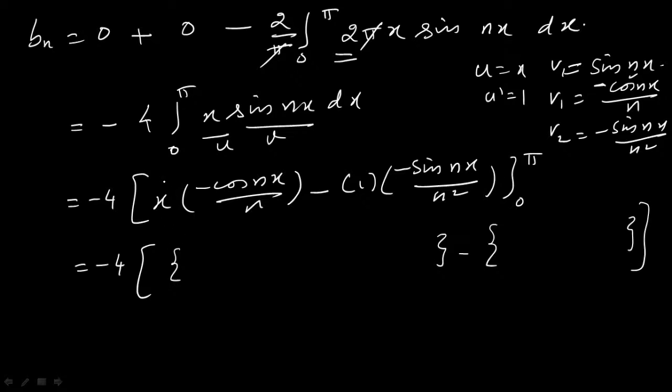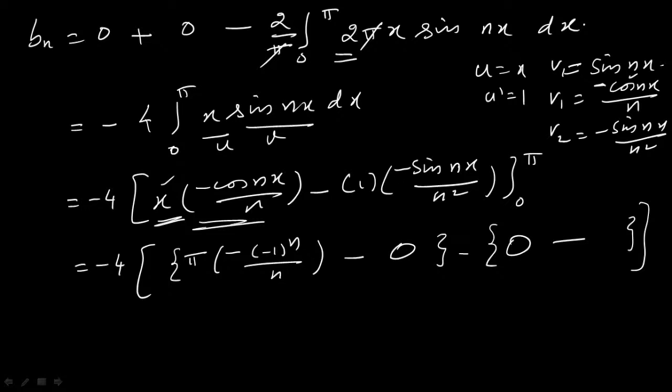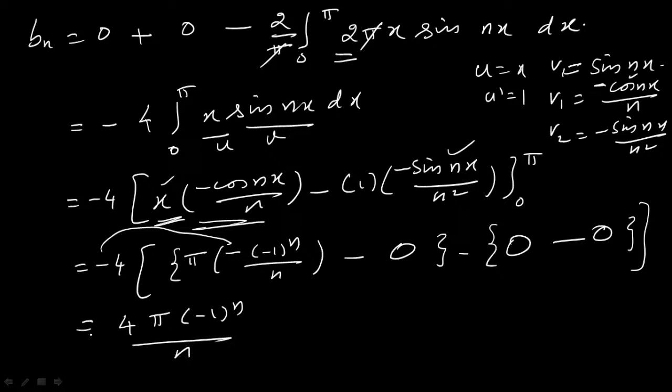So if you replace x by pi, what happens? Pi minus, you know the value of cos n pi. What is the value of cos n pi? Minus 1 whole power n divided by n. Minus, coming to the second term, sin 0. You know the value of sine 0, that is 0. Minus, coming to the lower limit, if you replace x by 0, what happens? The first term becomes 0. So 0 minus, here the value of sine 0 is 0. So there is no lower limit value. So here minus and minus becomes plus 4 pi minus 1 whole power n divided by n. This is the value of bn that we calculated.